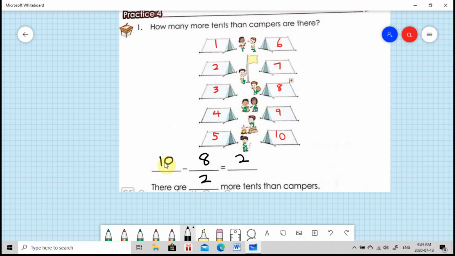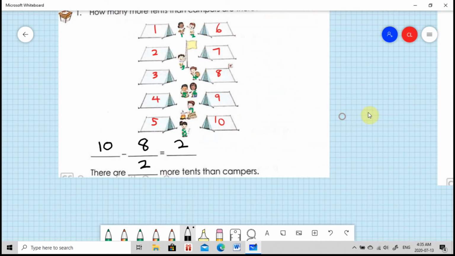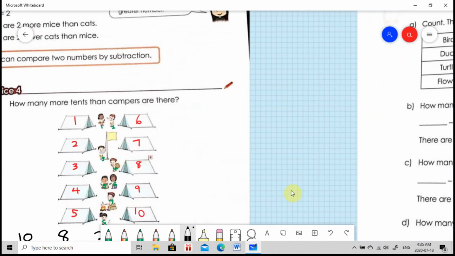So we know that there are more tens, and the way we compare it is we do subtraction. We know that there are 2 more tens than campers, because campers only 8. We have 2 extra tens compared to campers. So that's how we compare by subtraction.